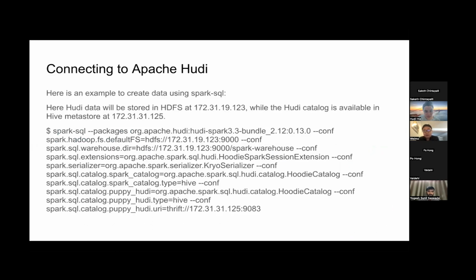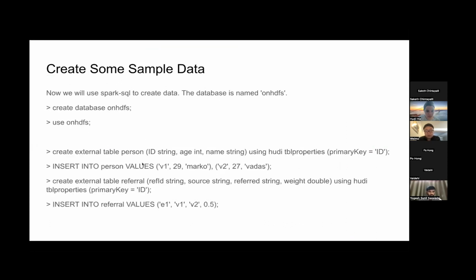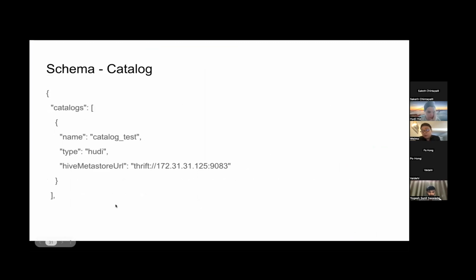And this is how we connect to Hudi. First, we use Spark SQL to set up a Hudi server and insert two tables of example data. One is the person, another is the referral. And then we create a JSON file, which is the logical schema of the graph, and also has a mapping from the logical schema to the physical tables inside Hudi.